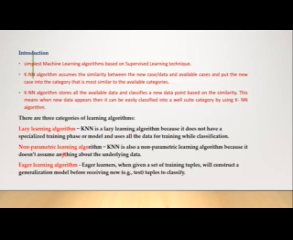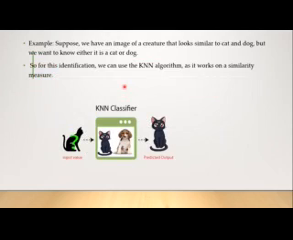Moreover, it comes under the category of non-parametric learning algorithms because it does not assume anything about the underlying data. And then the eager learning algorithm: when you get the training tuples, it constructs a generalization model before receiving the new data. That is how it works. Let's see the example.